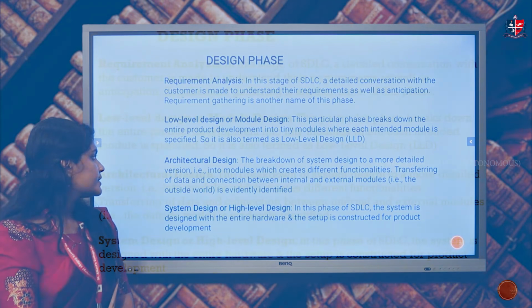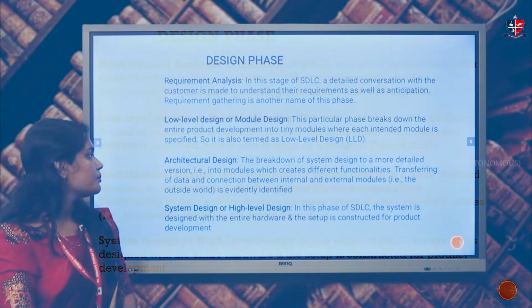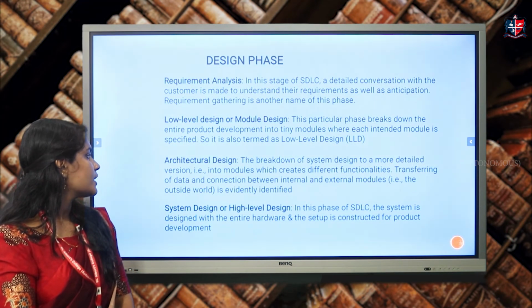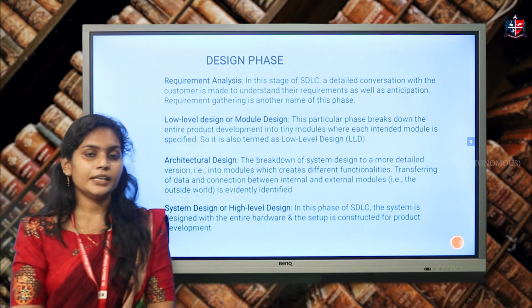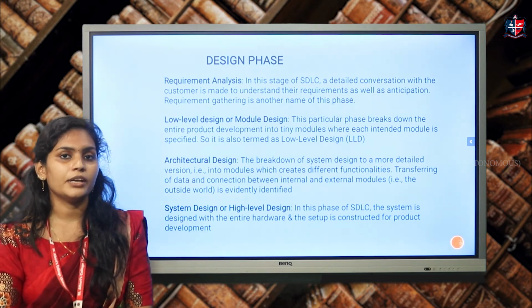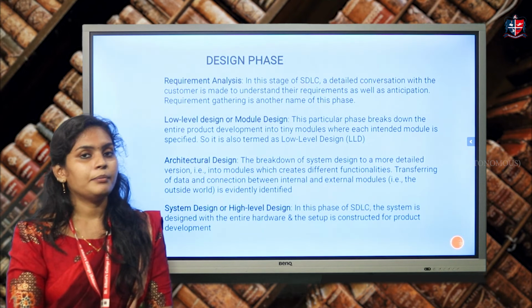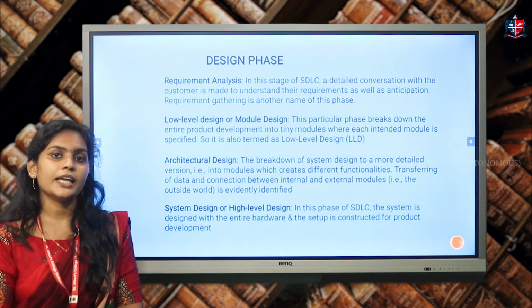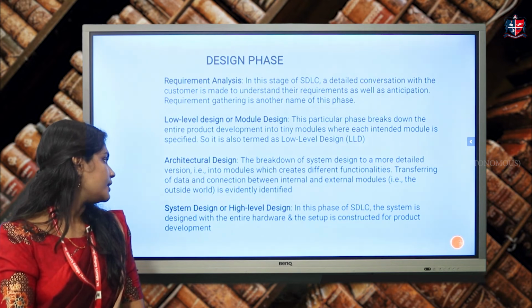Architectural design means breaking down a system design into a more detailed version of modules which create different functionalities, and the transfer of data and connections between internal and external modules is clearly identified. Architectural design means designing the entire project by using the module version. That means each module can be designed separately and a connection made between each module, so external modules and internal modules can be clearly identified.